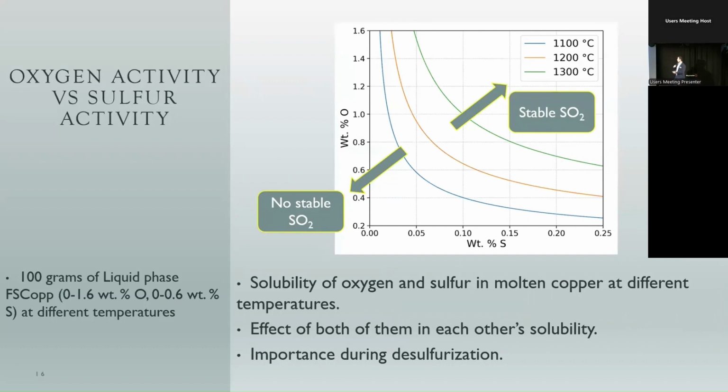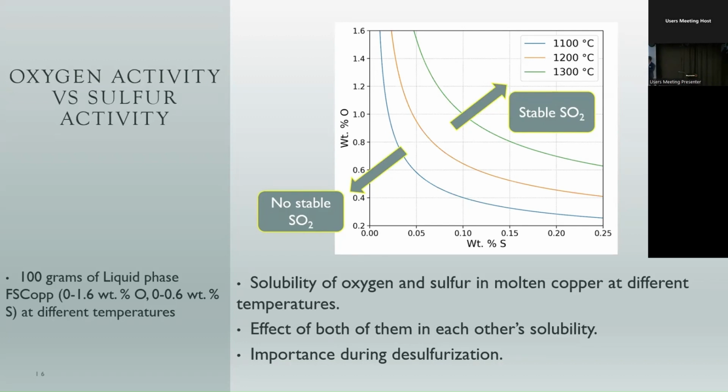So this is just a solubility diagram that we prepared regarding the weight percent of oxygen and sulfur. And as we can see, this type of diagram can be used during desulfurization, since we start with quite high amounts of sulfur and lower oxygen at the beginning than at the end, and we increase the amount of oxygen by bubbling it.